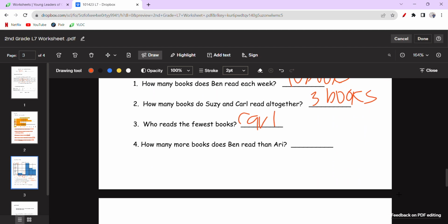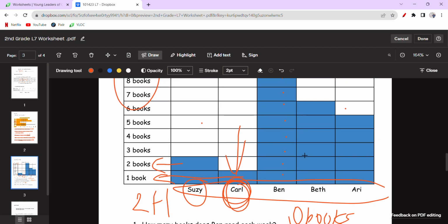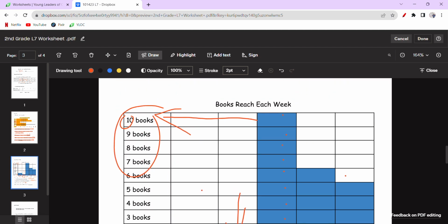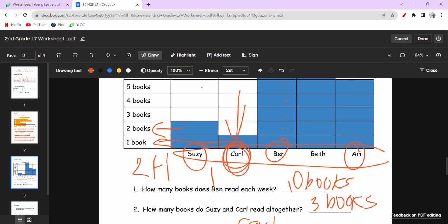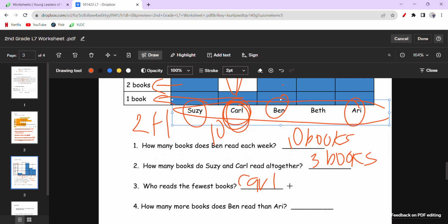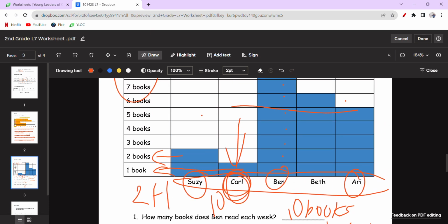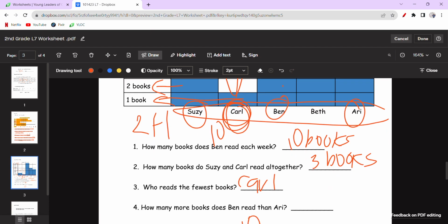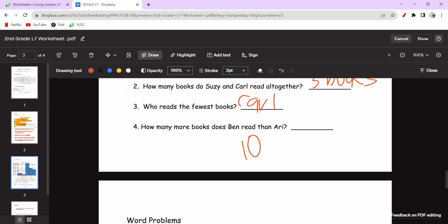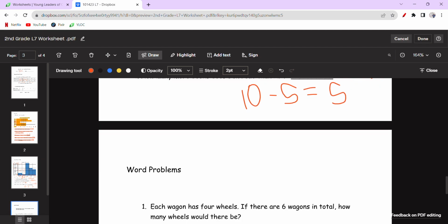How many more books does Ben read than Ari? So we have Ben and Ari. We already know that Ben reads 10. He already reads 10 books, right? And Ari reads, let's see here, follow the line, 5 books. So then right here, you would just minus how much Ben reads, because he's reading more books than Ari. It would equal 5, right? So he's reading 5 more books than Ari.